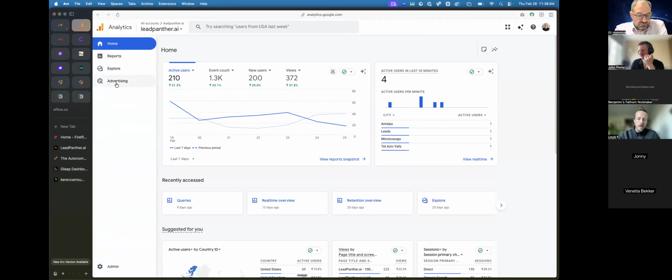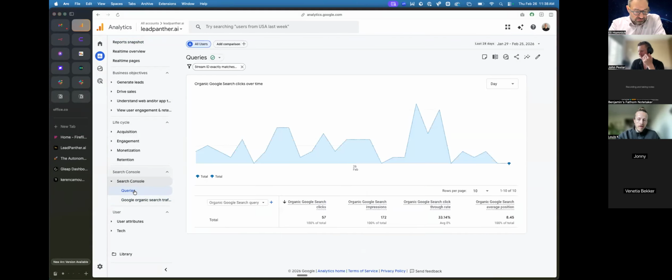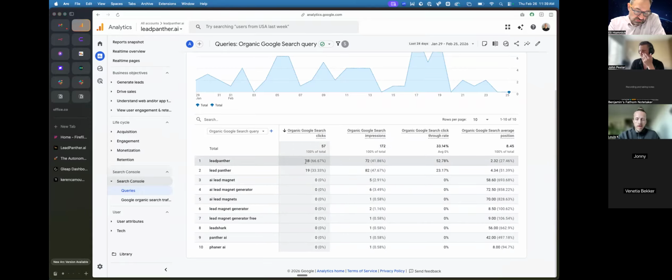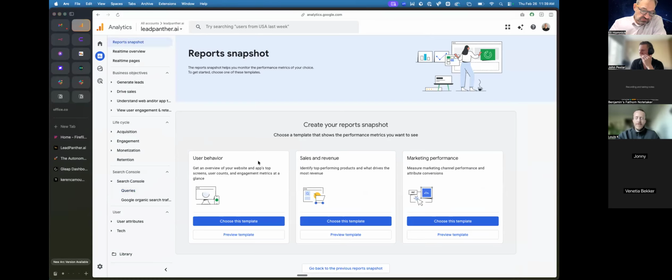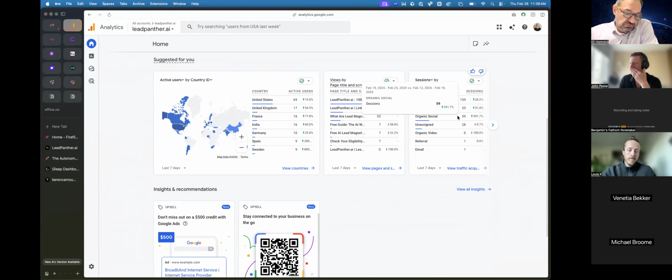Let's go to reports here. If I go to queries, as you can see, a lot of people are searching Lead Panther on Google, and people are coming in that way. So we are getting traffic coming in through Google still. SEO is still doing its thing, surprisingly. Some people just fall on Google, right? You need SEO because look, direct is the most, and then organic search, and organic search is Google. Organic social means a link is on a social post.